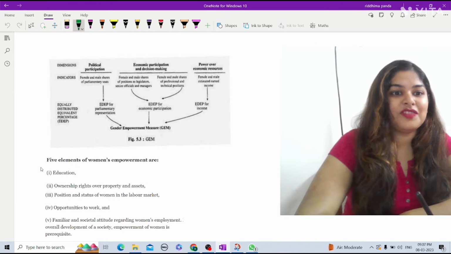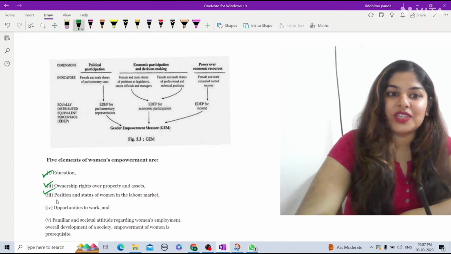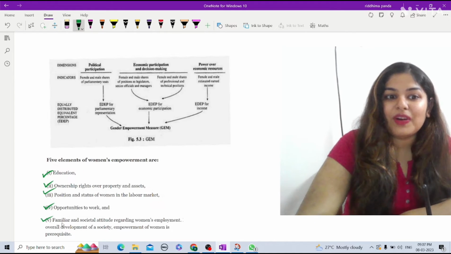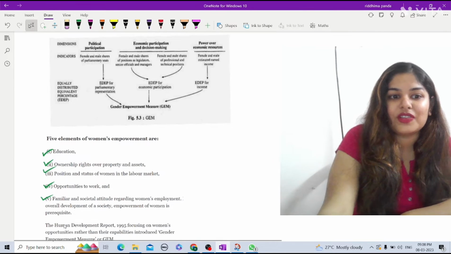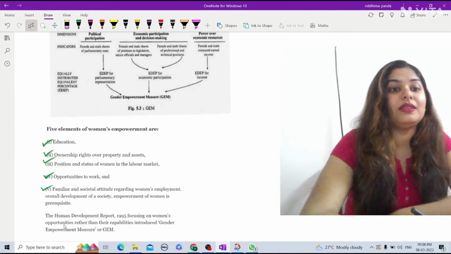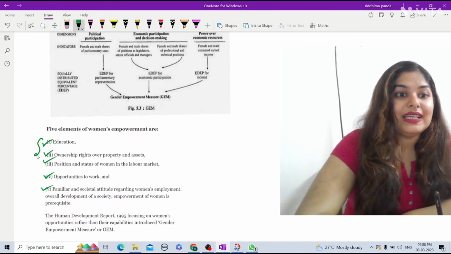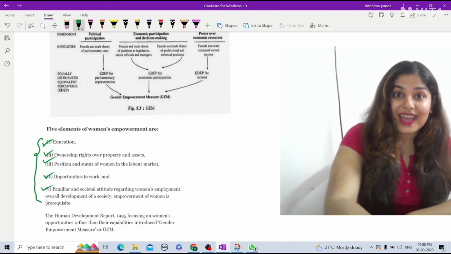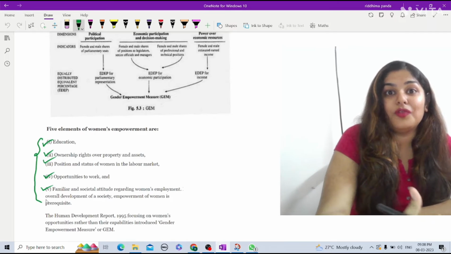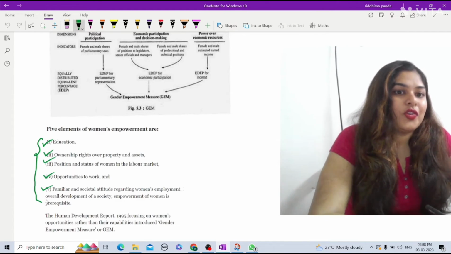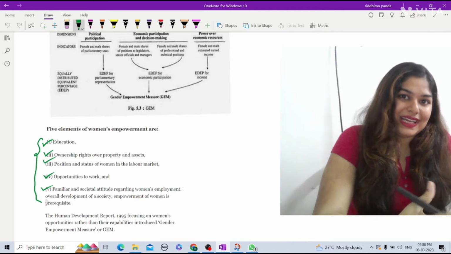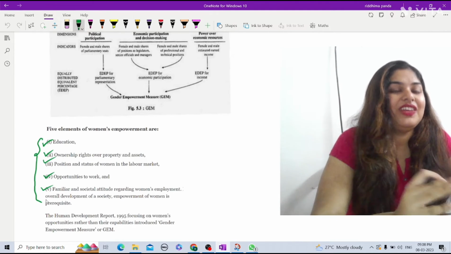So here you can see some are mentioned: education, ownership over property, position or status in the labor market, opportunities to work, family and social attitude regarding women's employment, and overall development of a society. These are all the parameters that should be taken into account in order to understand the empowerment of women, or whether equality is actually being taken care of or not. Just calculating the factors under GDI will not be enough.